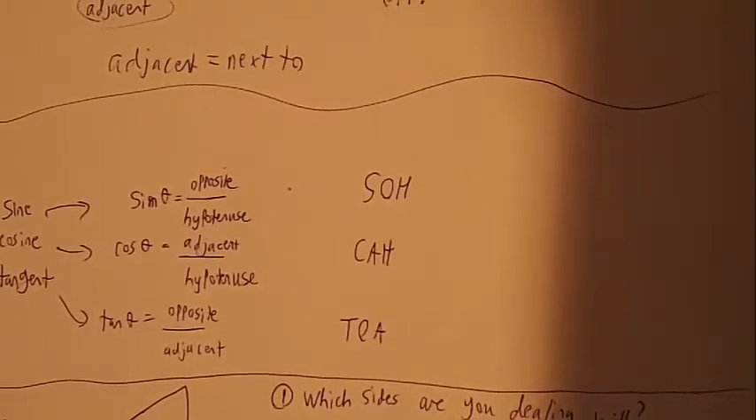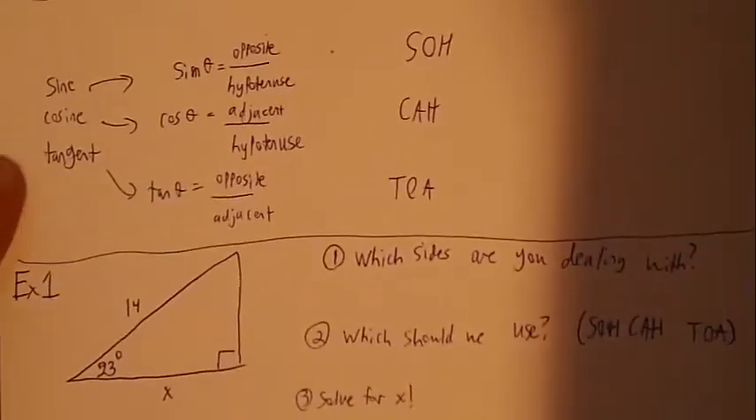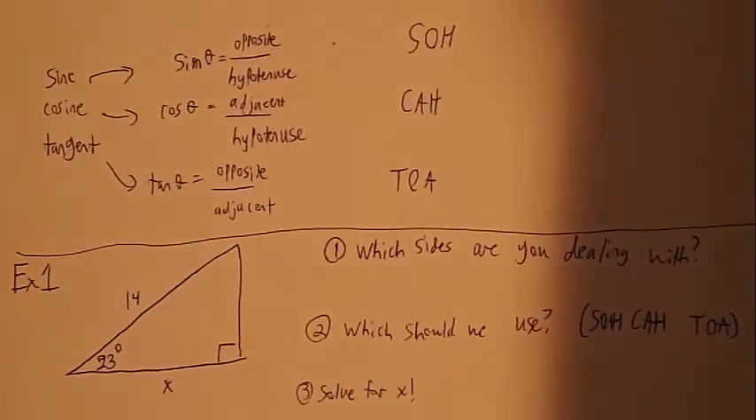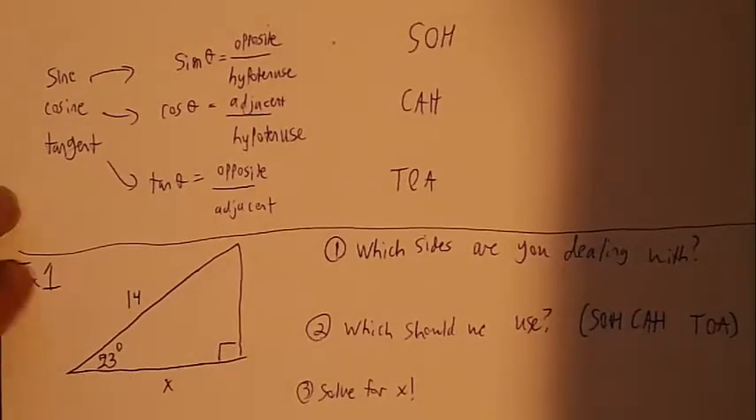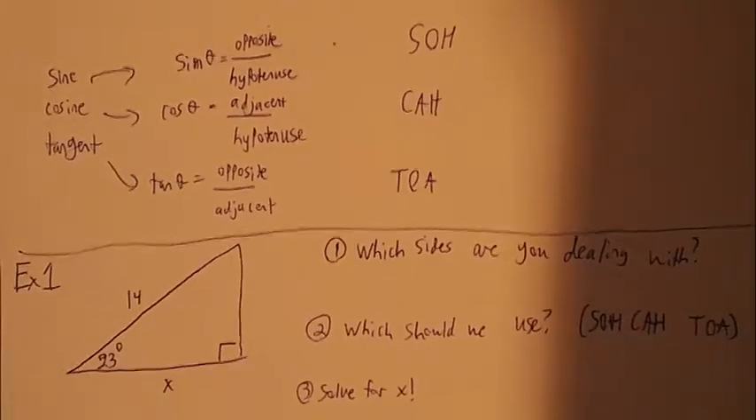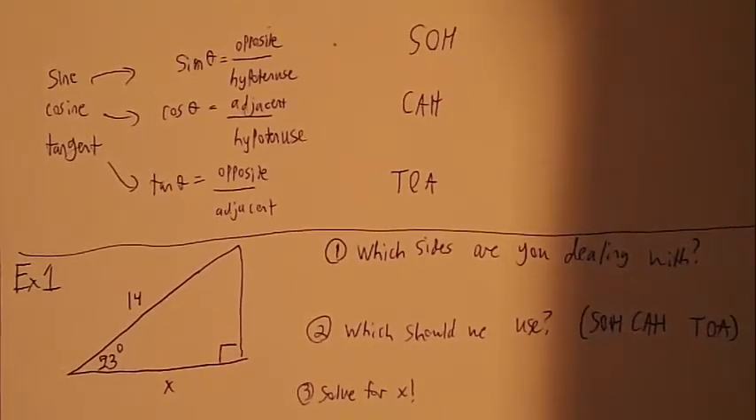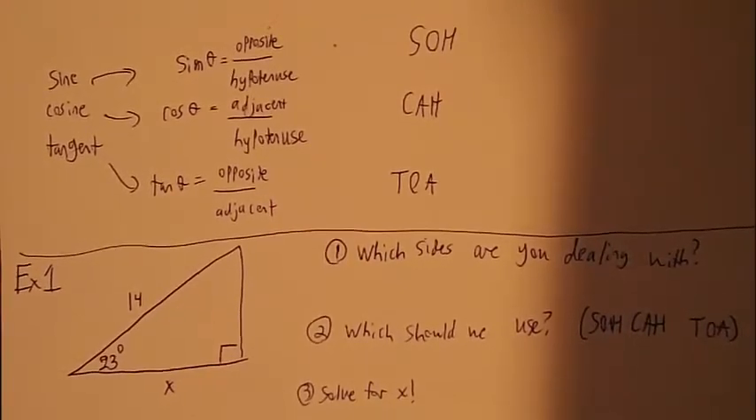So, you may be wondering where this comes into play, how we use this. Well, let's look at our first example. So, what you want to do is look at which sides we're dealing with in this problem for this triangle. Usually the angle that they give us, in this case 23 degrees over here, is going to be the one that's in for theta, which again represents an angle.